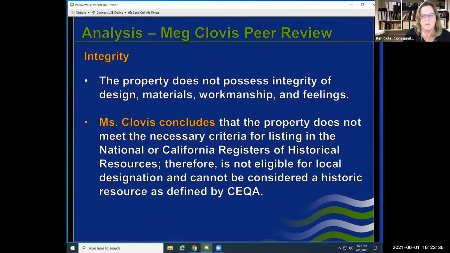Integrity was that other concept. There are basically 7 aspects of integrity that are outlined, I believe, by the National Park Service. Several of those are not exhibited by this property, including design, materials, workmanship, and the feeling or association. And so Ms. Clovis also concludes that the property does not qualify for the national or California registers.